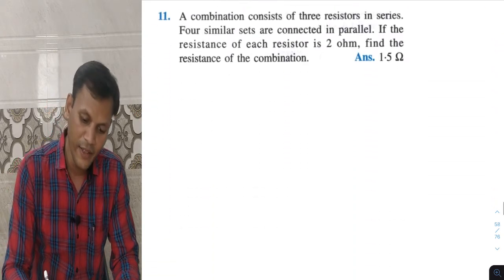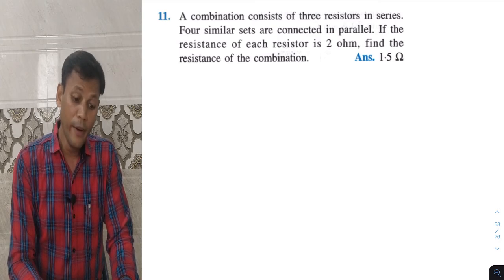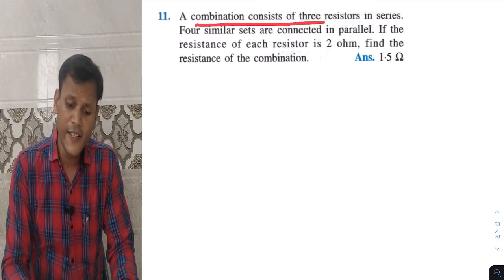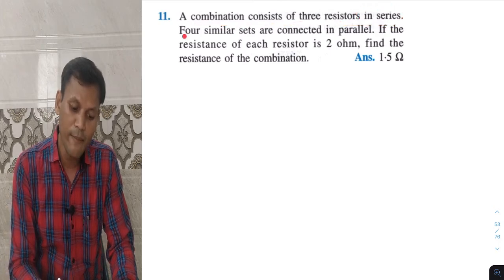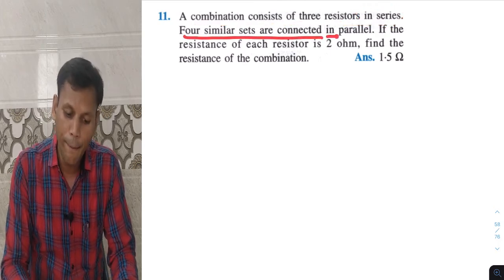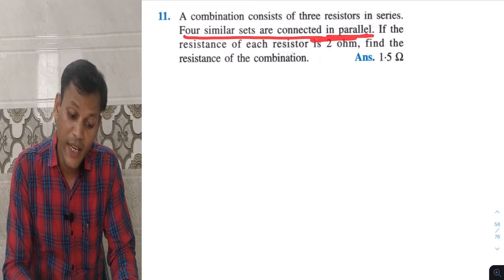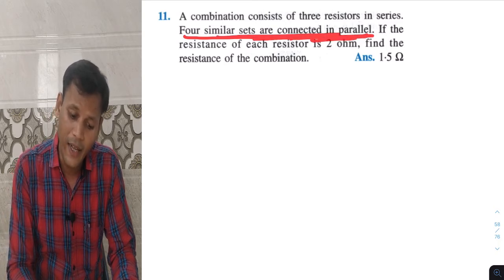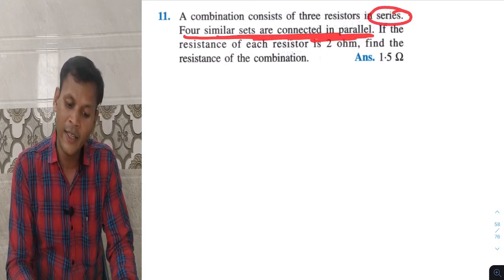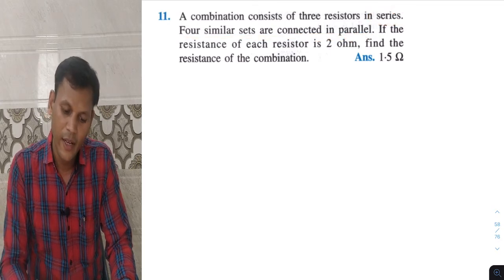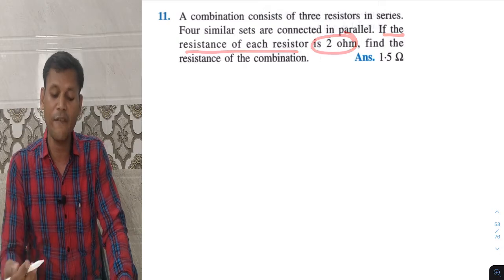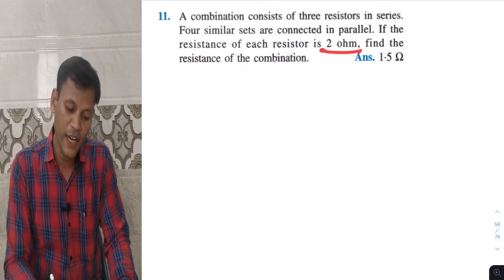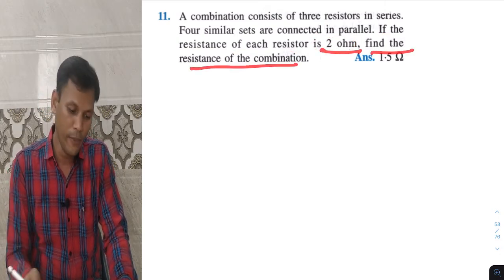Next, question number 11. A combination consists of 3 resistors in series. 4 similar sets are connected in parallel. 3 in series and they are connected in parallel. If the resistance of each resistor is 2 ohm, find the resistance of the combination.